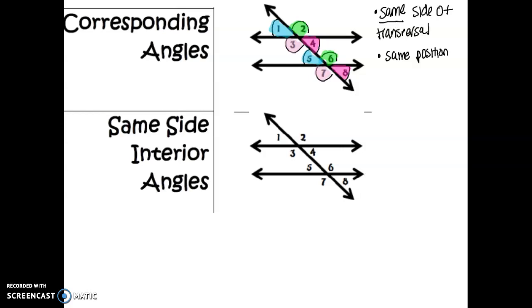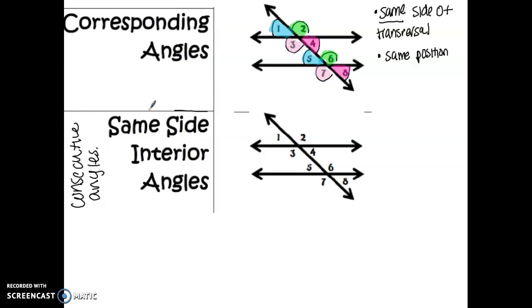For same side interior angles, I do want you guys to make a note. This is also called consecutive angles. They mean the exact same thing, just different textbooks and whatnot have different names for the exact same angles. So on your homework, it might say consecutive. On your test, it might say same side. Just really depends on who's writing it.